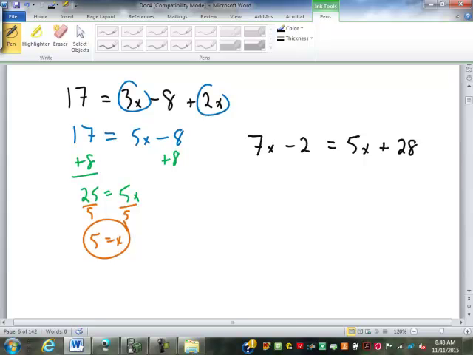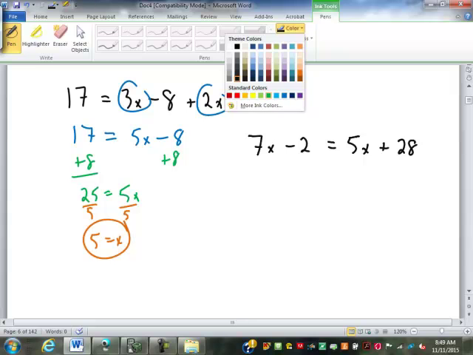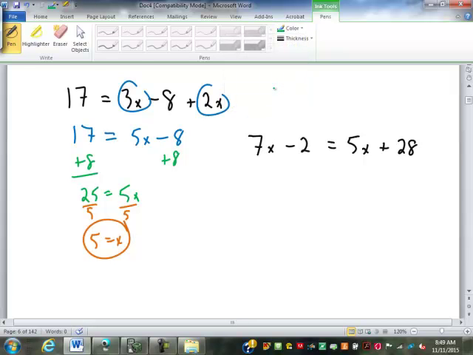Try this one in your notes. Got it. So this one, the x's are on opposite sides. We have to get rid of one. Which one's smaller? The 2x. The 5x. We're going to subtract 5x. So we're left with 28 over here. We have to subtract 5x over here from the 7x. 7x minus 5x is 2x. We still have the negative 2, so this is 2x minus 2 equals 28.